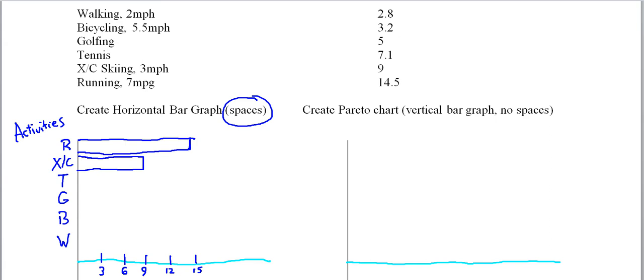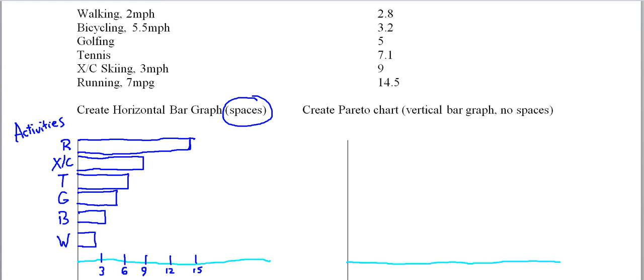Then we're going to go to tennis, which is about 7.1, so it's beyond the 6. And golfing is going to be a 5. And biking's going to be 3.2, so just a little bit beyond the 3. And walking's going to be 2.8. So there's our horizontal bar graph.